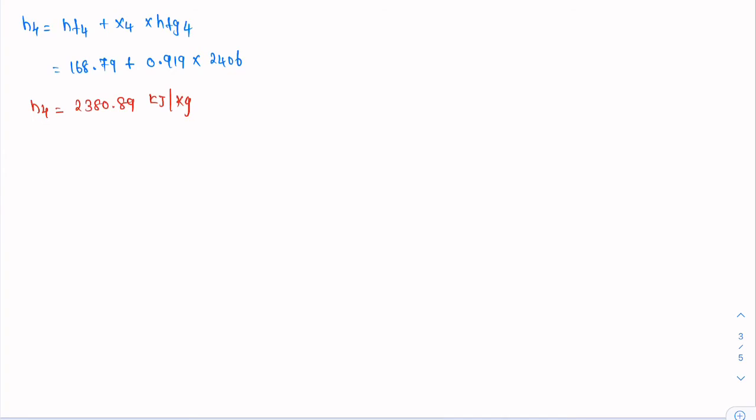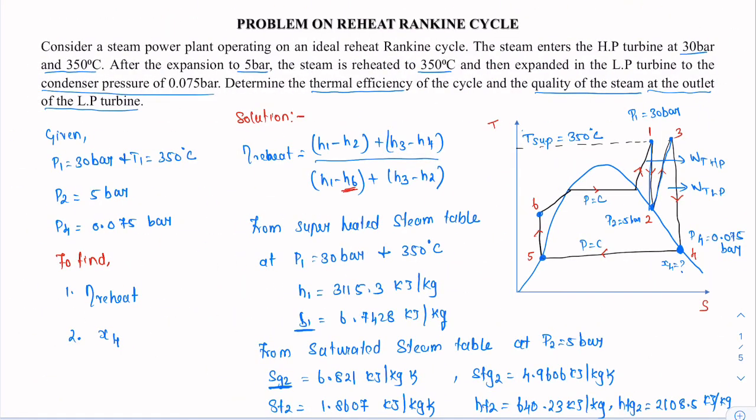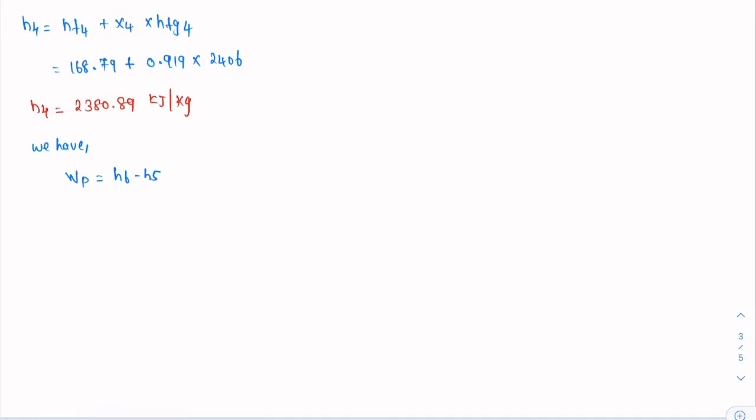We have WP equal to H6 minus H5. This is the work which is done to the feed pump, which is nothing but H6 minus H5, since the work is done to the system. And by equating this, you can get the value as P6 V6 minus P5 V5.